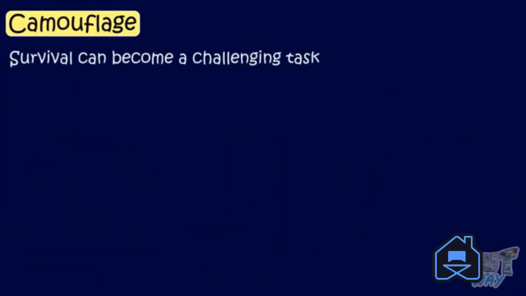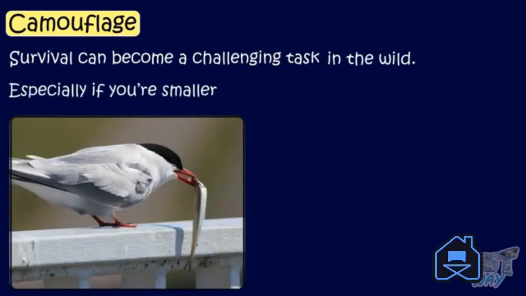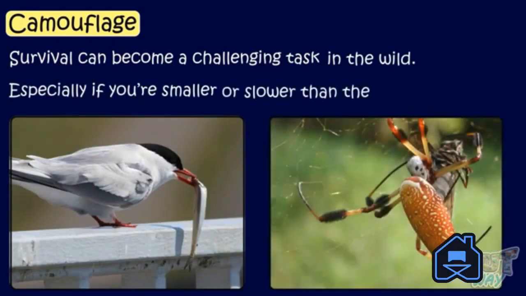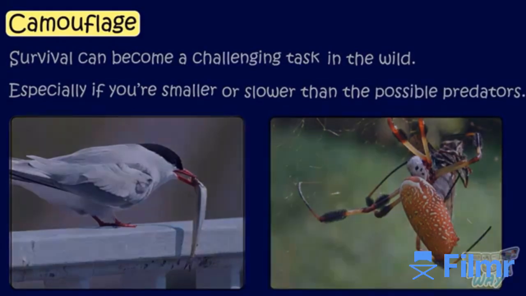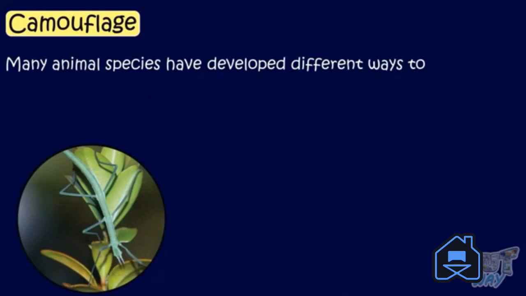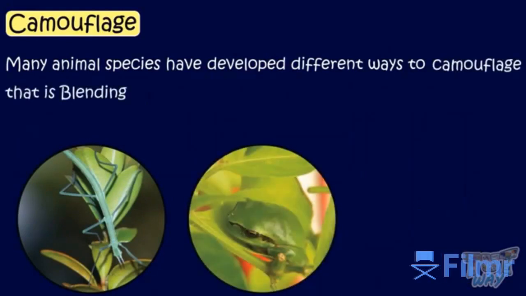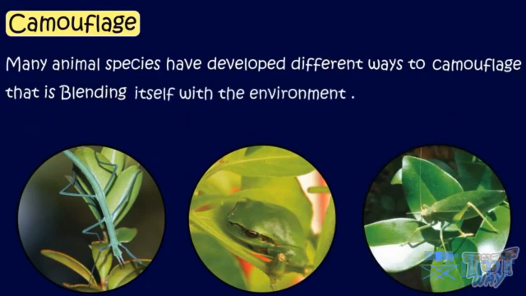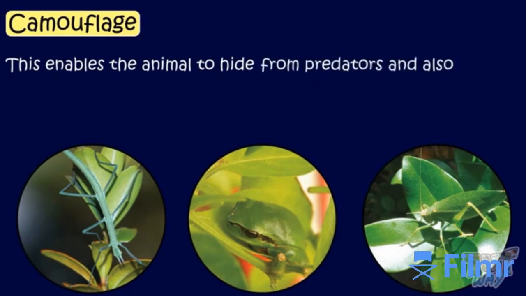Camouflage. Survival can become a challenging task in the wild, especially if you're smaller or slower than the possible predators. This is why many animal species have developed different ways to camouflage, that is, blending themselves with the environment. This enables the animal to hide from predators and also to catch its prey.